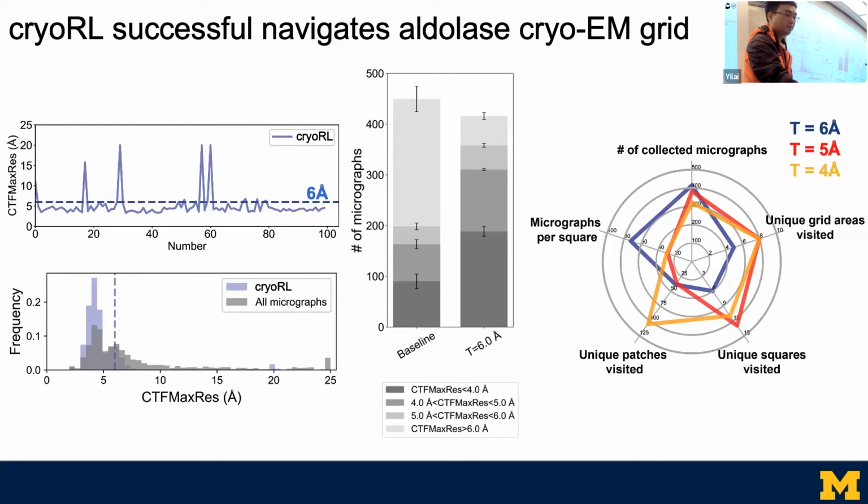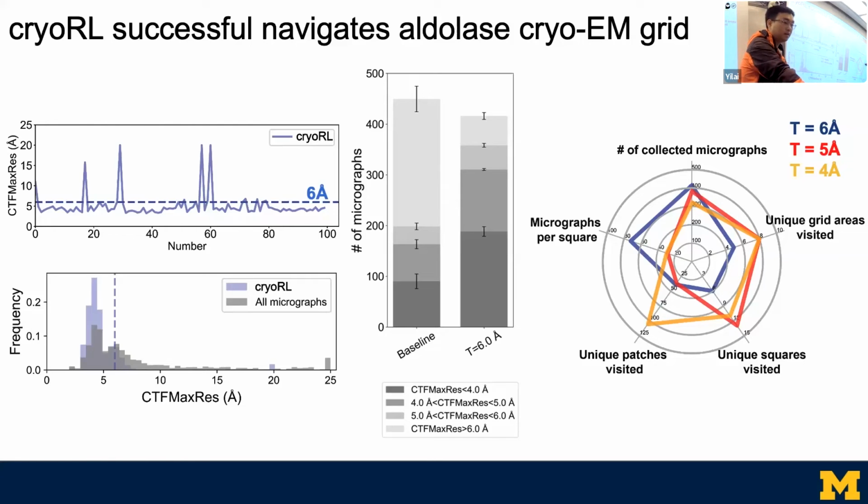When, for example, t is equal to 6, you'll get the maximum reward when you collect a micrograph with lower than 6 angstrom resolution. But when t equals 4, you get the maximum reward only if you collect a micrograph with lower than 4 angstrom resolution.